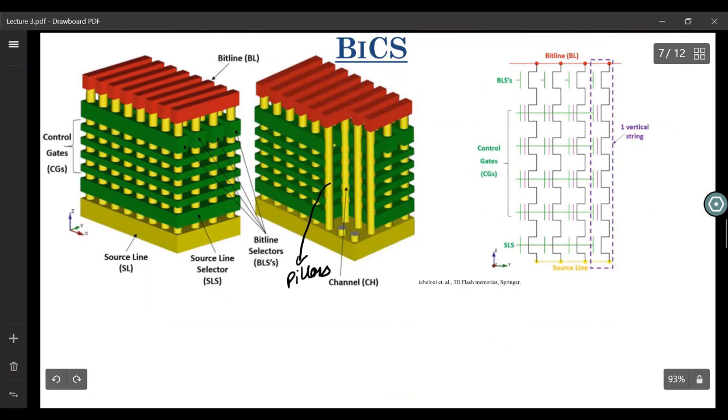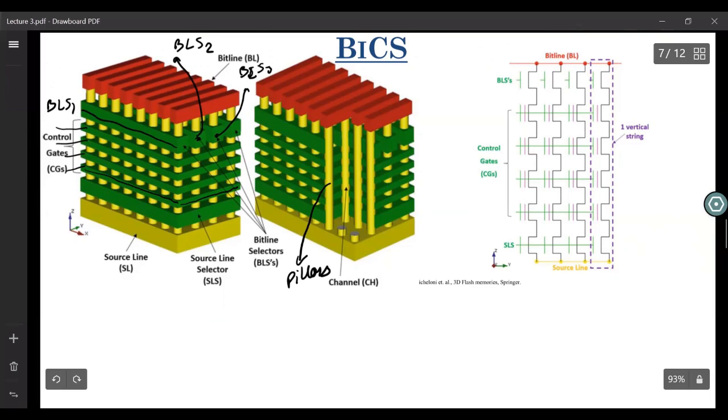Then there are these control gates. They are not exactly control gates, but kind of control gate plates. These are metal plates which go through all these pillars. And then you have these different bitline selectors. This is bitline selector 1. This is bitline selector 2. This is bitline selector 3.